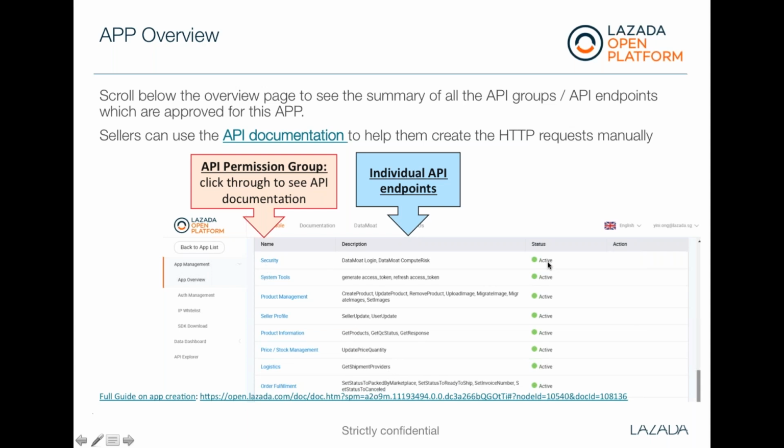Active means that your application is ready to call these APIs, and the inactive status means that your app still does not have access to these APIs, and you can click the apply link to apply for the other API permission groups.